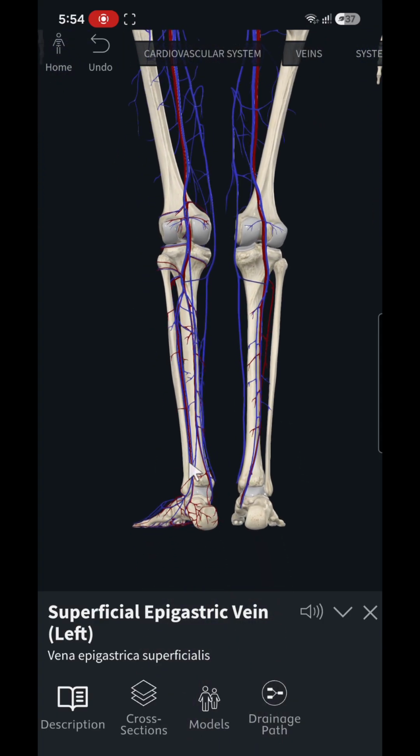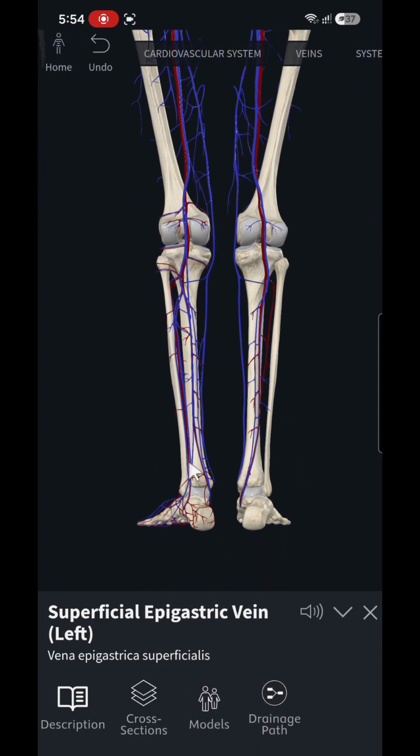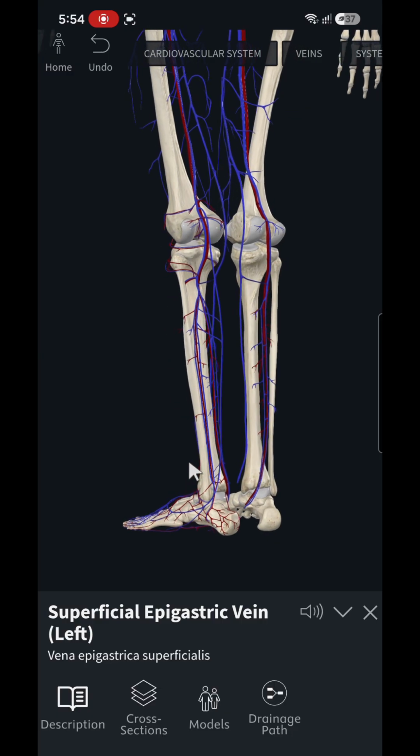This is going to be important when we do Doppler of superficial veins in the lower limbs. We need to differentiate between the arteries and the veins in the ultrasound by the anatomy, as well as, of course, the color setting, but we need to differentiate by the anatomy as well.